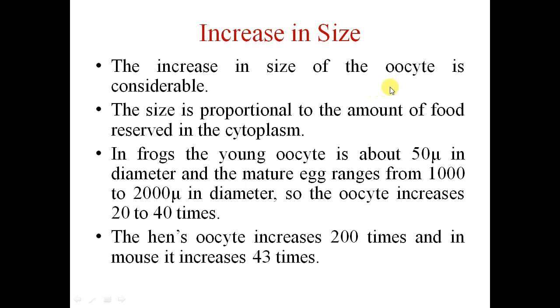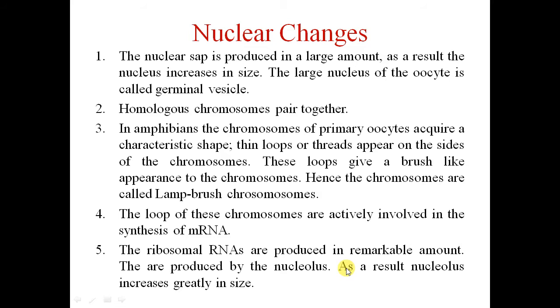The increase in the size of the oocyte is considerable in the growth phase. The size is proportional to the amount of food reserved in the cytoplasm. In frogs, the young oocyte is about 50 micron in diameter and the mature egg ranges from 1000 to 2000 micron in diameter, so the oocyte increases 20 to 40 times. The hen's oocyte increases 200 times and in mouse it increases 43 times.